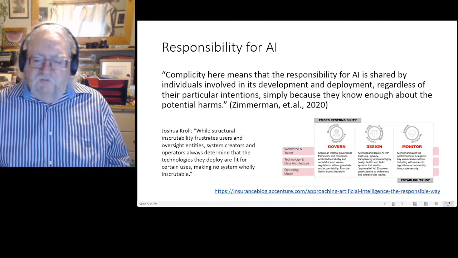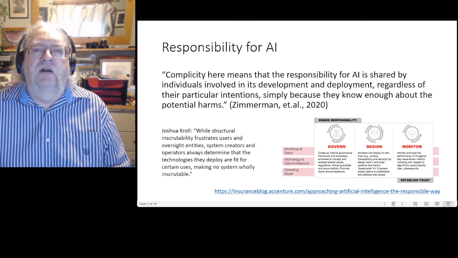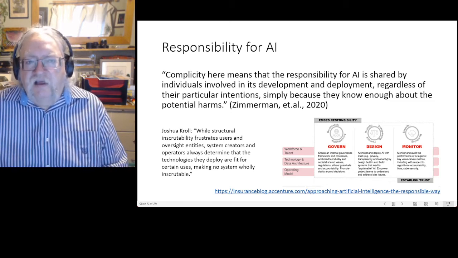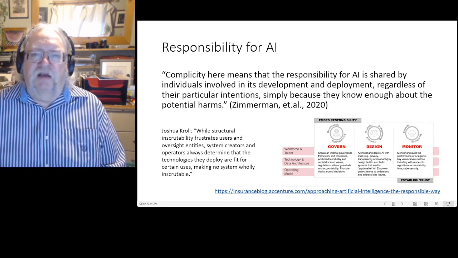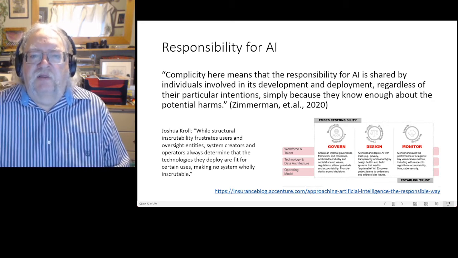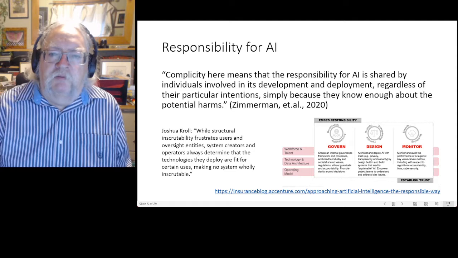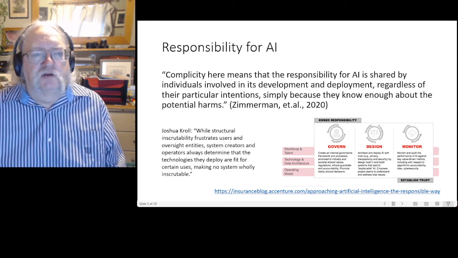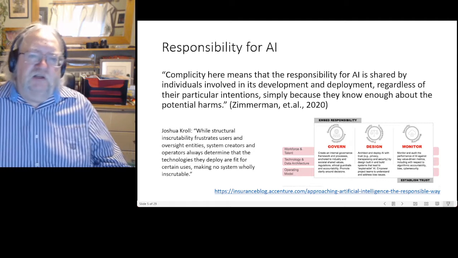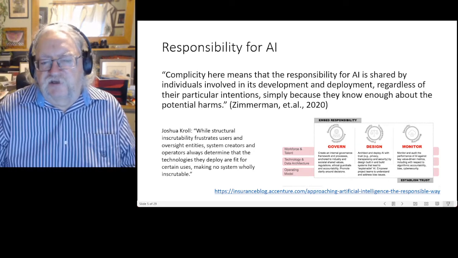So we have two different views here on how to assign responsibility for AI. And here I'm taking the perspective that complicity means that the responsibility, and here I'm quoting from Zimmerman, is shared by individuals involved in its development and deployment, regardless of their particular intentions.